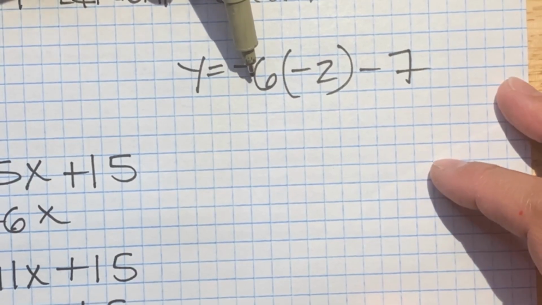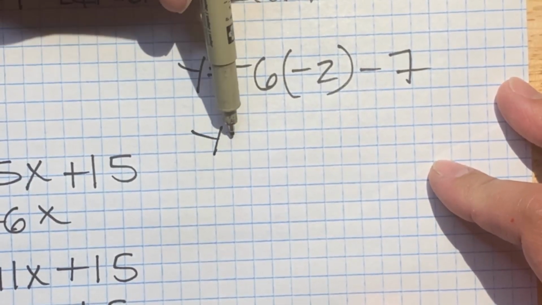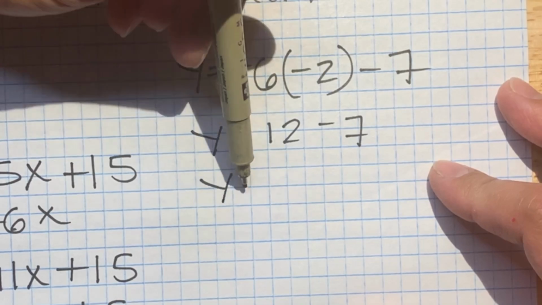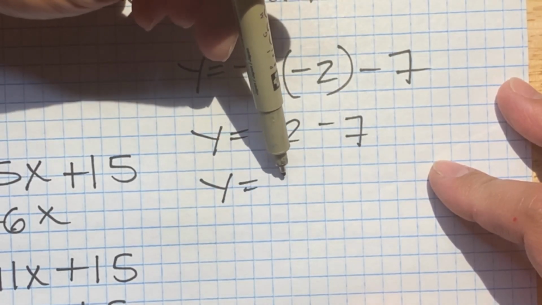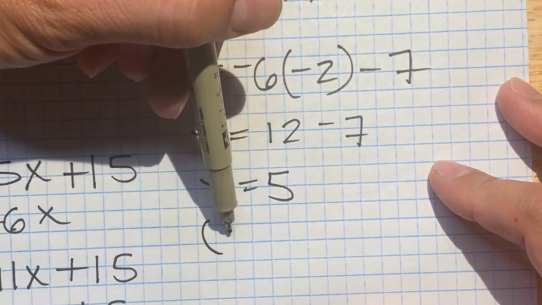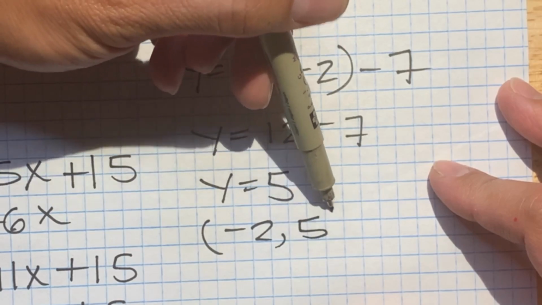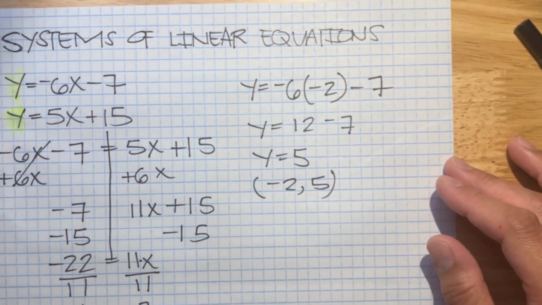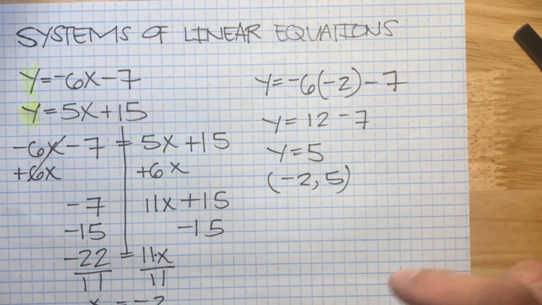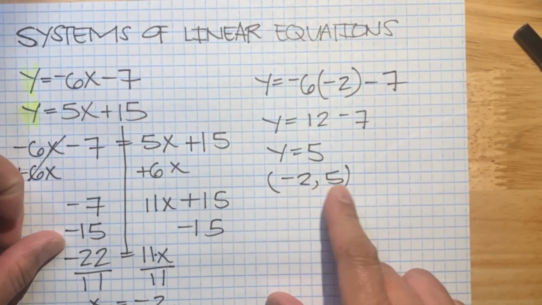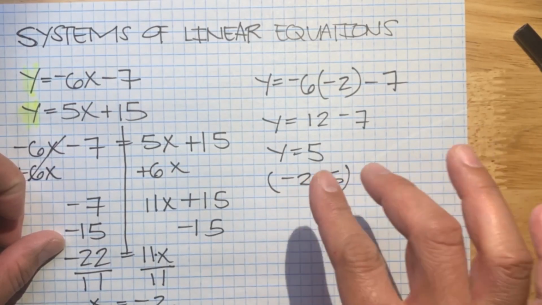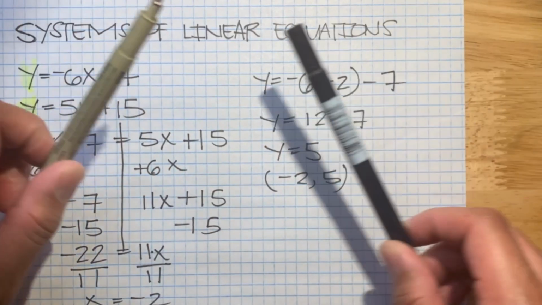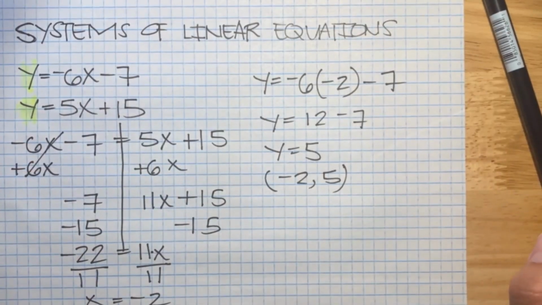Okay, so negative times a negative is a positive. So y equals positive 12 minus 7. Y equals 12 minus 7 is 5. So our answer is negative 2, 5. And the great thing about systems of equations is that we can always check if this is really correct. But before we check, this negative 2, 5 is our answer. It's the address, it's the coordinates of where these two lines, if we ever graph these two lines, would meet at negative 2, 5 on the coordinate plane.